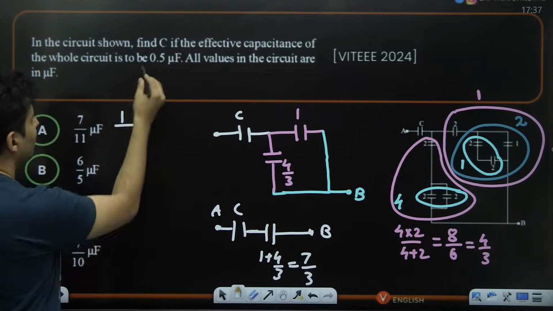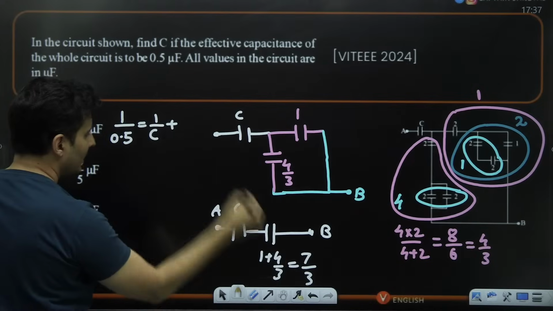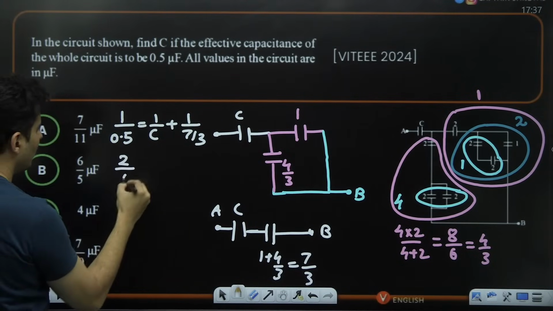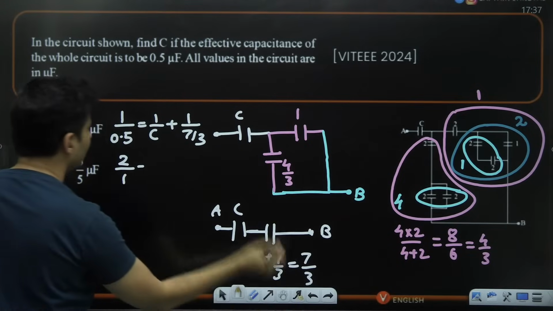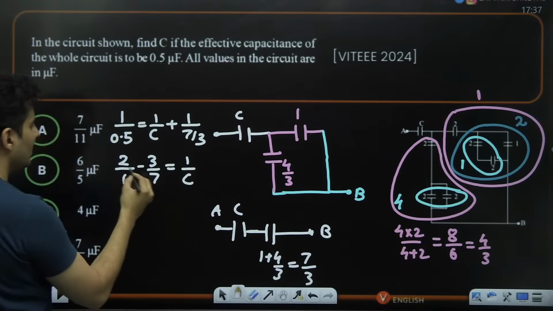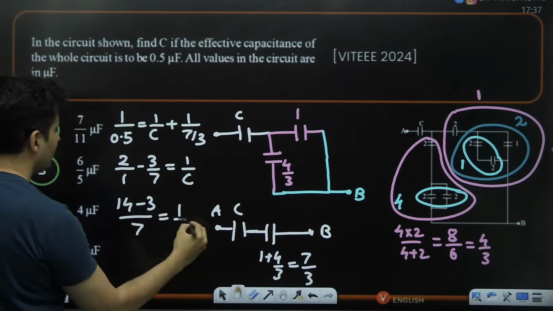Now you can do 1 by effective capacitance, 0.5, is 1 by C plus 1 by 7 by 3. So 1 by 0.5 is 2 by 1. This 7 by 3 goes on the other side as 3 by 7. And this is 1 by C. 7 twos are 14. 14 minus 3 divided by 7 is 1 by C.